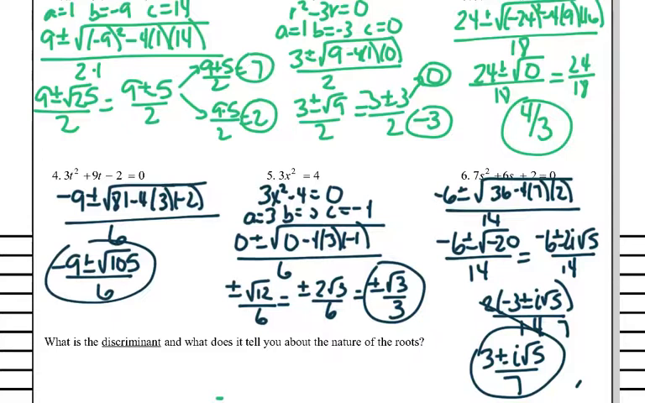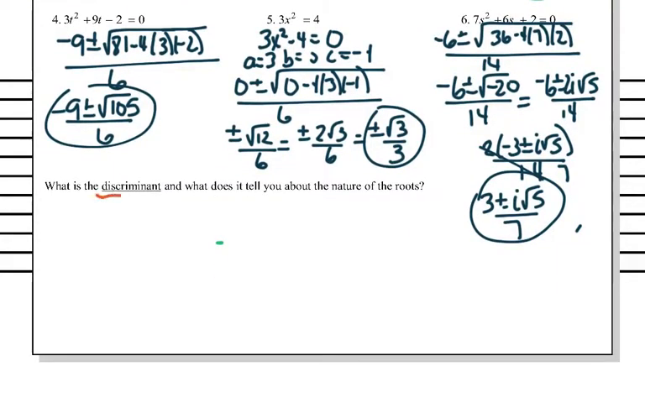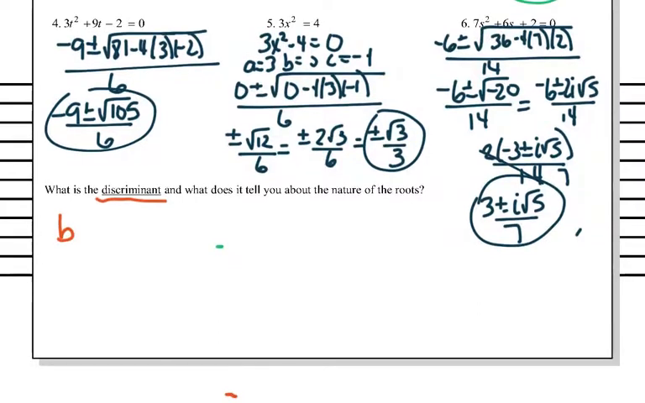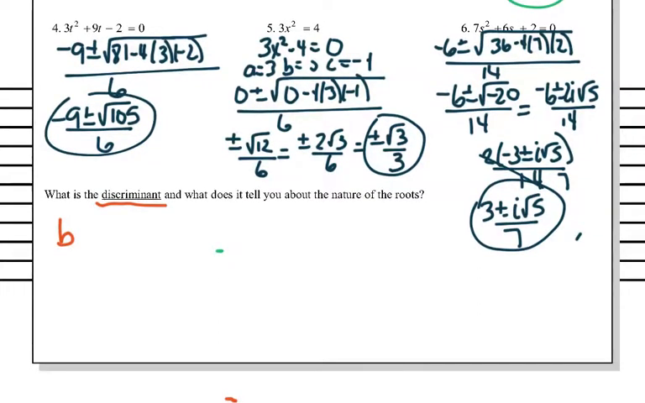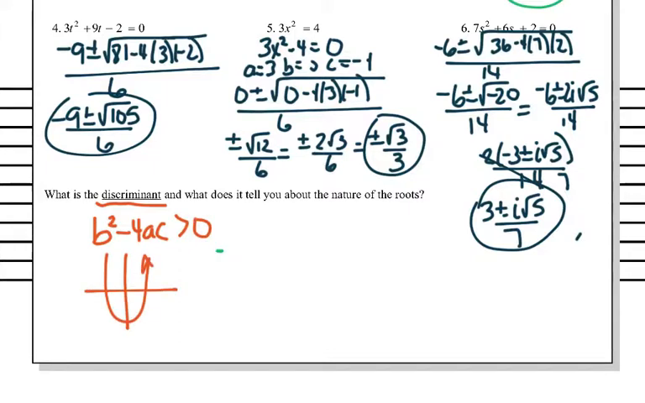I'm sure you remember discriminant, but we'll go through it anyway. So the discriminant is the b squared minus 4ac. It's the part underneath the square root, the b squared minus 4ac. If the b squared minus 4ac is positive, that goes with this kind of graph where we get two real roots.